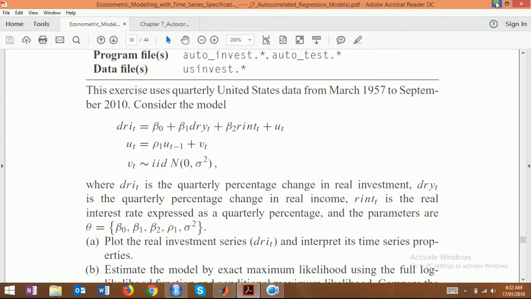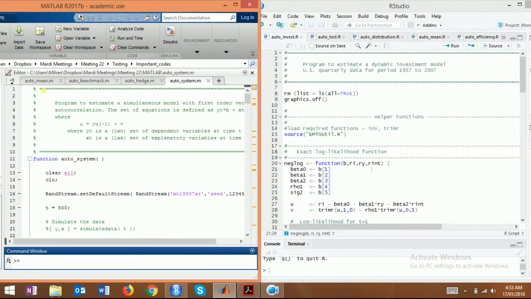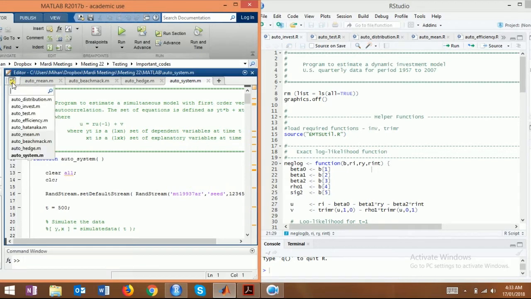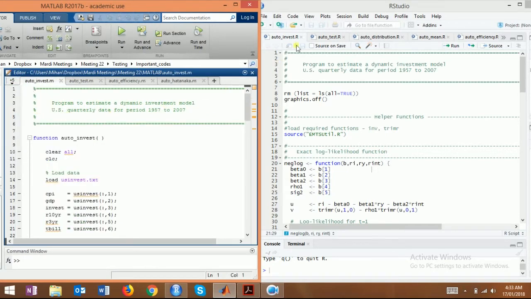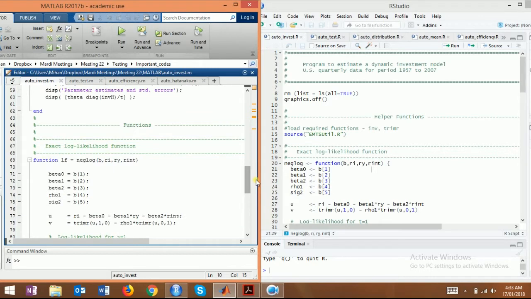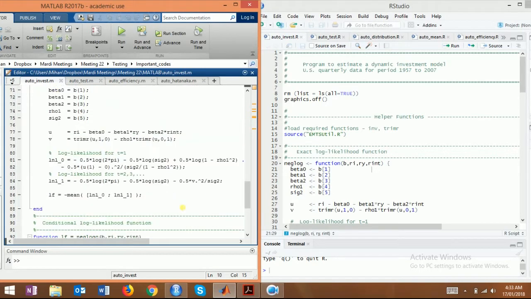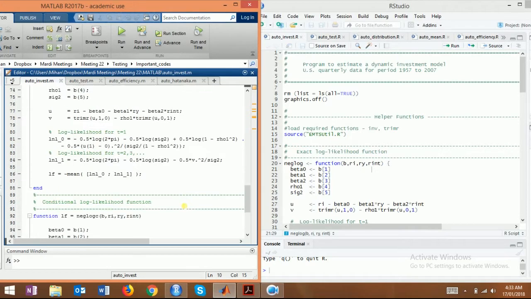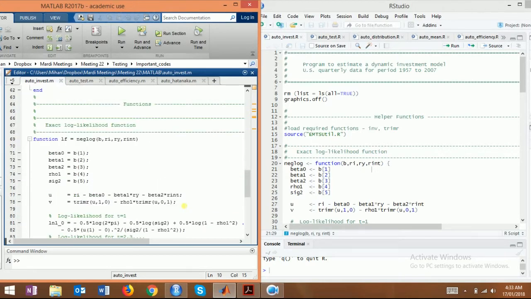We're talking about auto investment first, then auto test. So auto investment, let's see, the first thing to check is if there are any local functions. Yes, indeed there are local functions: the exact log likelihood function and the conditional log likelihood function. By exact, I mean non-conditional, and the conditional log likelihood function is the other one.